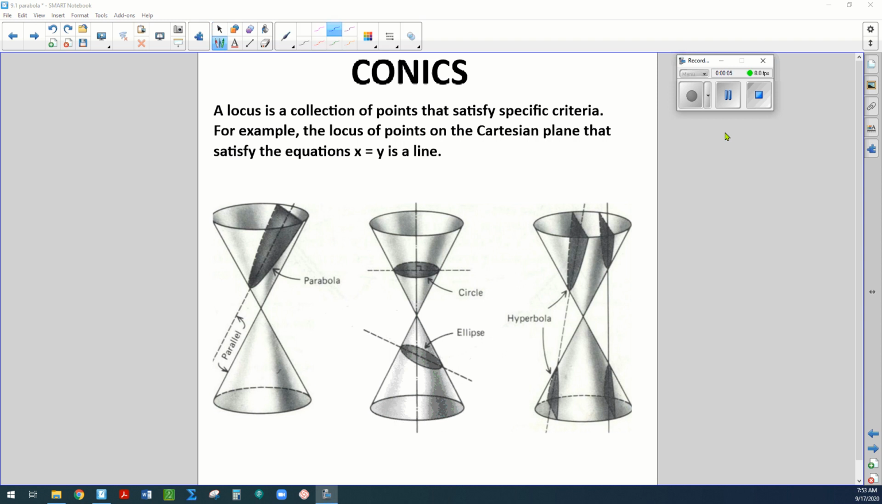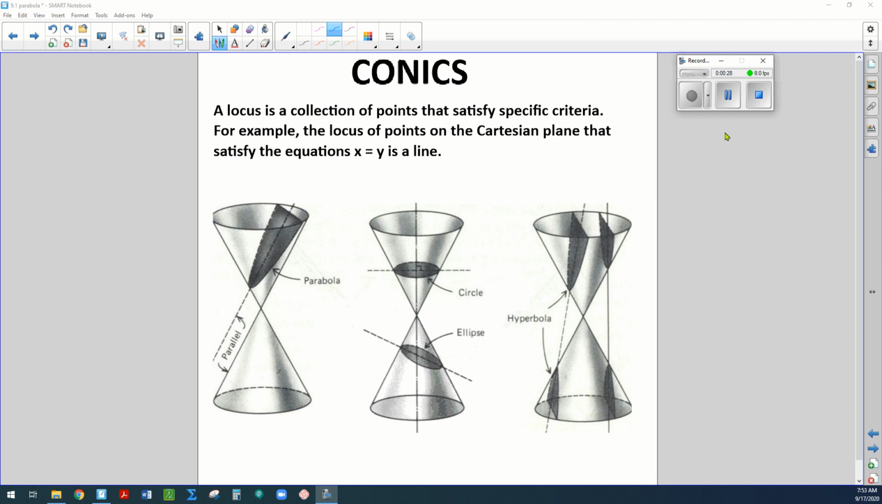Okay, this is an introduction video to conics and parabolas. So we looked at this slide when we talked about circles, but the definition of a locus is a collection of points that satisfies a specific criteria. So with circles, we talked about a locus is a set of points that are all equidistant from the center.